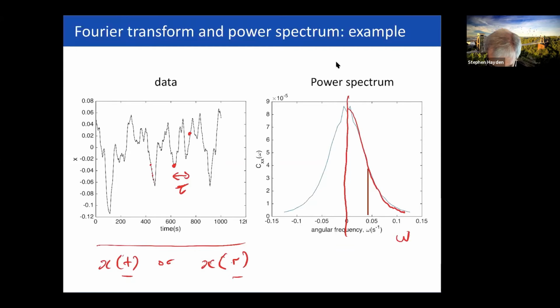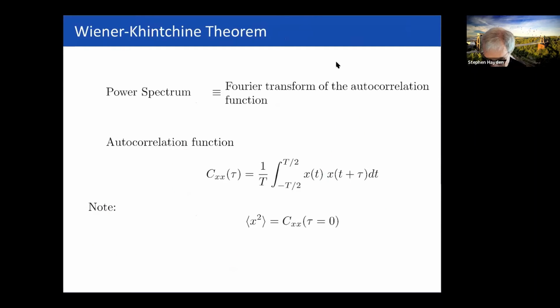Then we look to see whether the variable at this point and this point are correlated with each other. The simplest way of looking at that is to multiply the variables together, the value of x here with the value of x here. And once you've multiplied, you can average over all possible starting points. So I can take a value here and here separated by tau as well. That's basically a correlation function, and that's defined here.